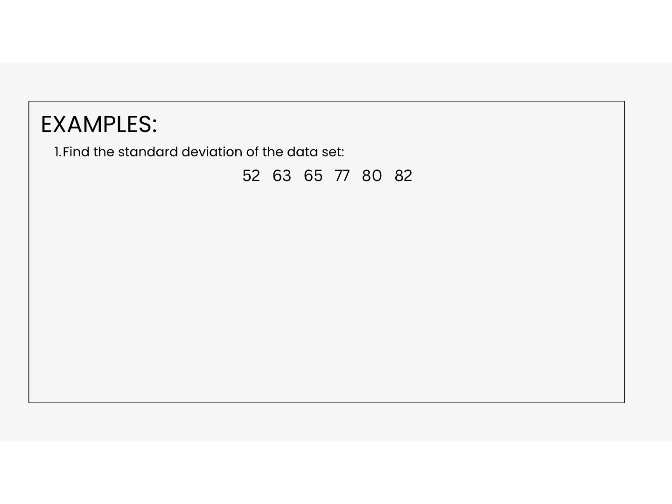Then you're going to hit stat again, and you're going to right arrow over to calc, and the very first one is one variable stats. You're going to hit enter, you're going to make sure it says list 1 in there, and then you're going to hit calculate. And that's going to give you a whole set of data. But we want to look for the standard deviation, and you should see 11.75.